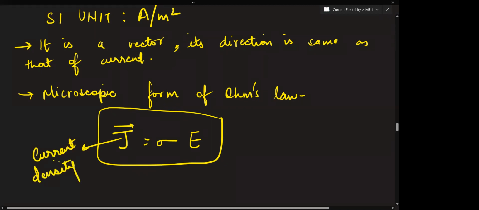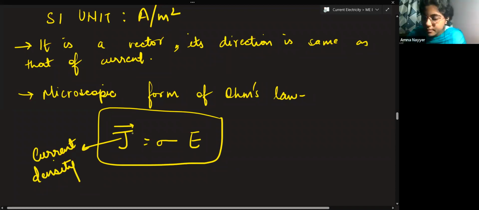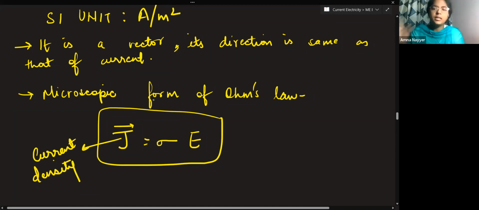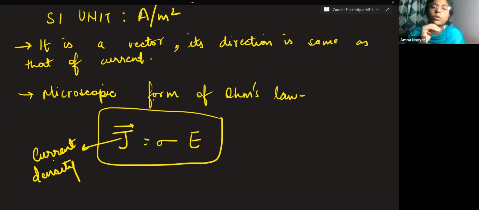Ma'am, why is it known as microscopic? Why is it known as the microscopic form of Ohm's law? In this sense, because see, normal Ohm's law is what? Normal Ohm's law is V is equal to IR.